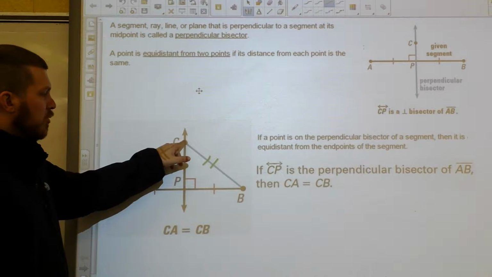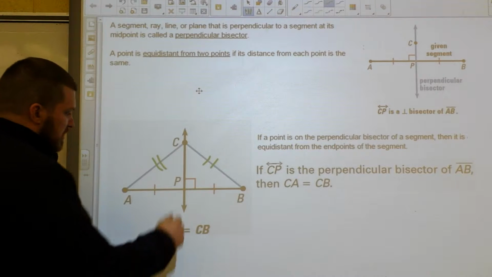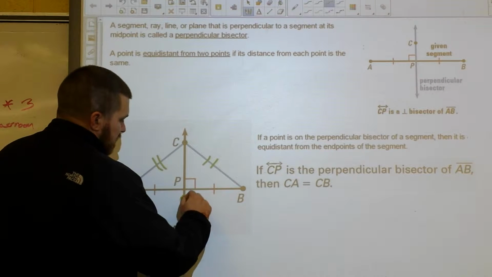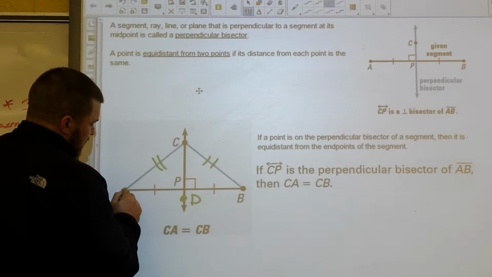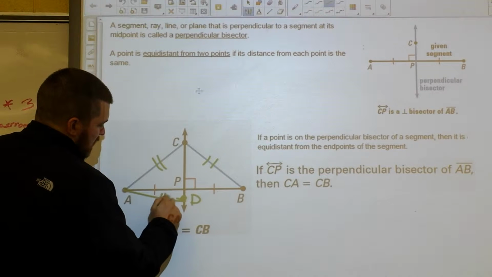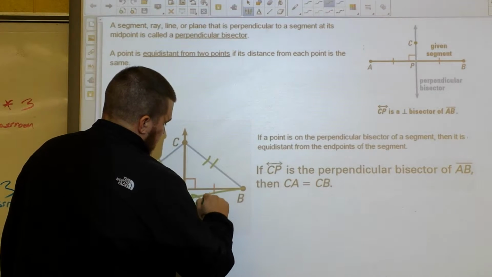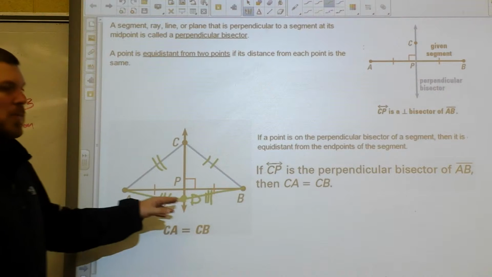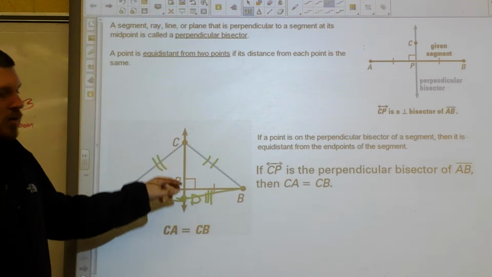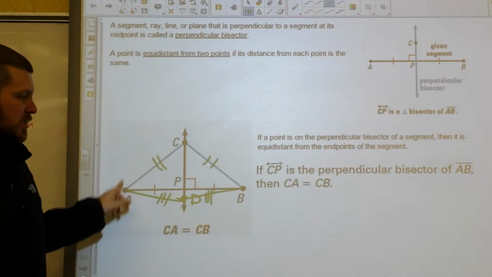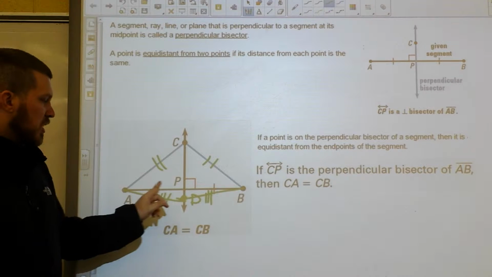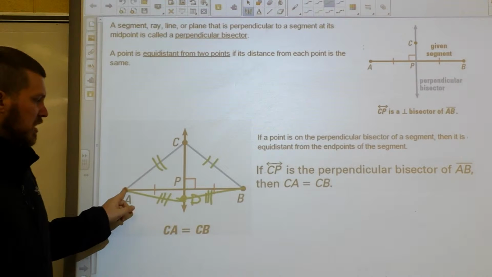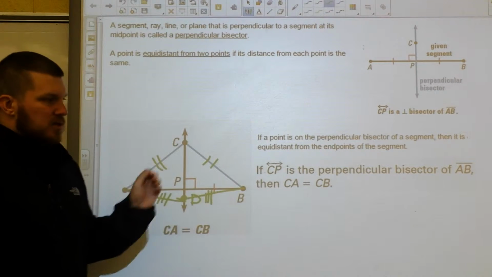No matter where point C lives on this bisector, for instance, I could put another point here, point D, then this distance is going to be congruent to this distance. So no matter where that point lives on the perpendicular bisector, it's always congruent. The distance from the bisector to the endpoints of the segment is always going to be the same.